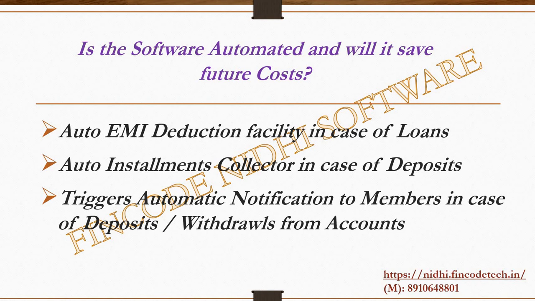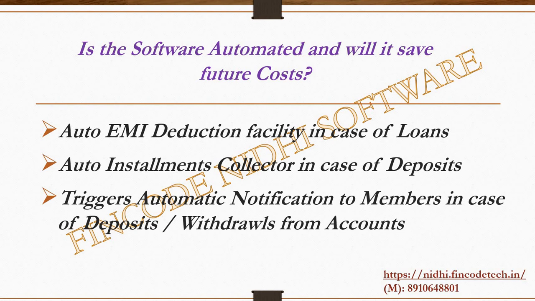So the major three criteria which you need to look into before buying the software: check whether the software is automated or not, check whether the EMI deduction facility in case of loans is automatic or not. Check in case of deposits, the installments are getting automatically collected or not. Automatically collected or automatically deducted, I mean that on the due dates, the balances will be deducted from the savings account of that member.